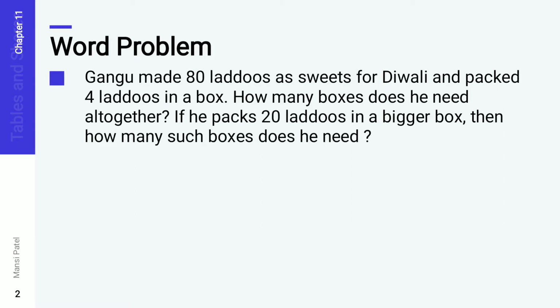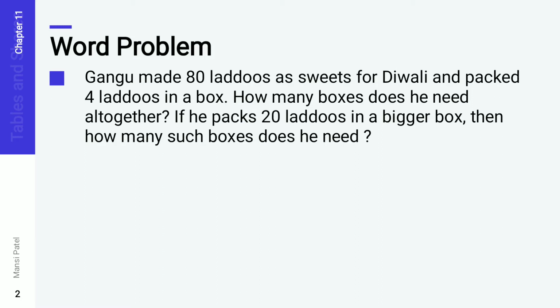Now he wants to pack 4 laddus in a box. In a small box he just puts 4 laddus, and the total number of laddus is 80. Now you have to find out how many boxes he needs altogether. If he packed 4 laddus in one box, then how many total boxes are needed to fill 4 laddus? This is your first question.